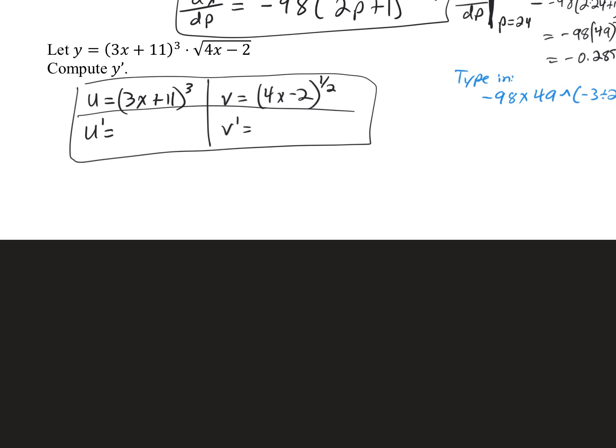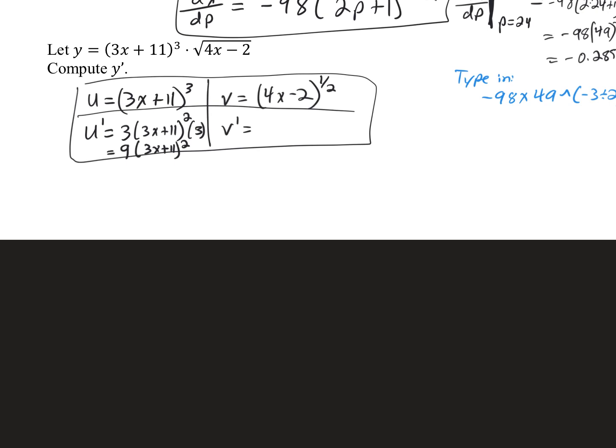Okay, so what is the derivative of u? Well, you would put the 3 out in front. You would then multiply (3x + 11). You put the exponent of 3 out in front, then you reduce the exponent by 1, so it becomes 2. Then afterwards, you have to multiply by the derivative of the inside function. The derivative of 3x is 3, so we get another 3 in this example. I'll simplify that to 9 times (3x + 11), and that quantity is being squared. Then we compute v prime.